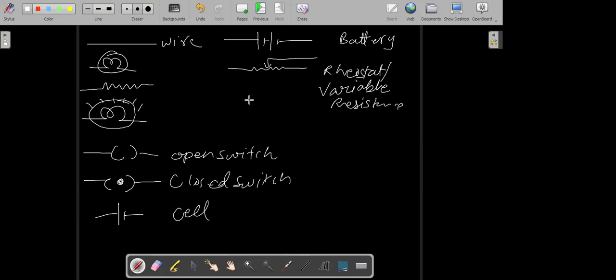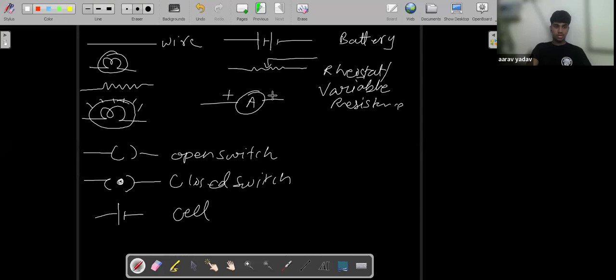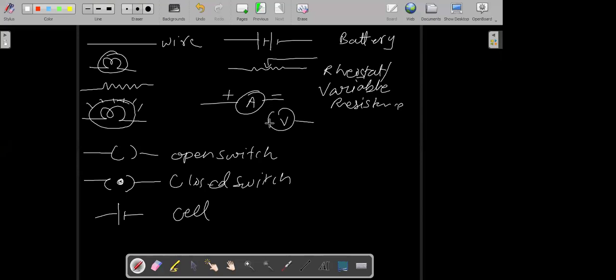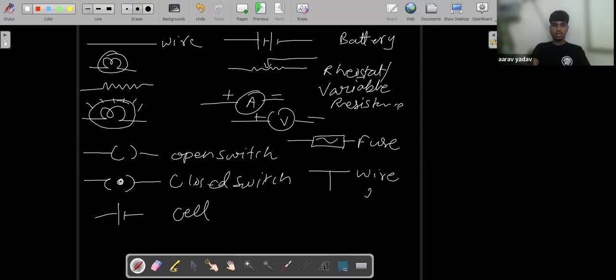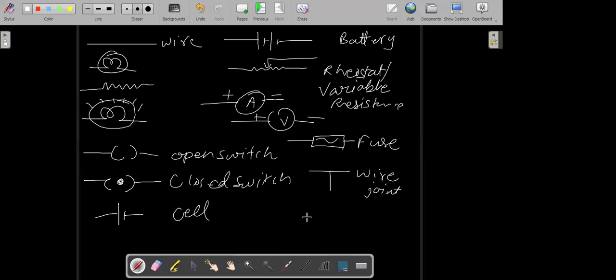Okay, the others we have discussed: ammeter, voltmeter, you have fuse. So this is fuse. Wire joint you can show like this. Wire and wire joint. Wire crossing. Okay, wire crossing without touching. So this is wire crossing without touching. Anything else?